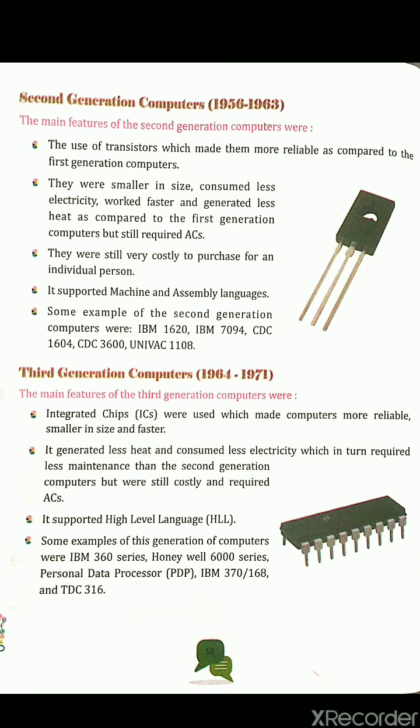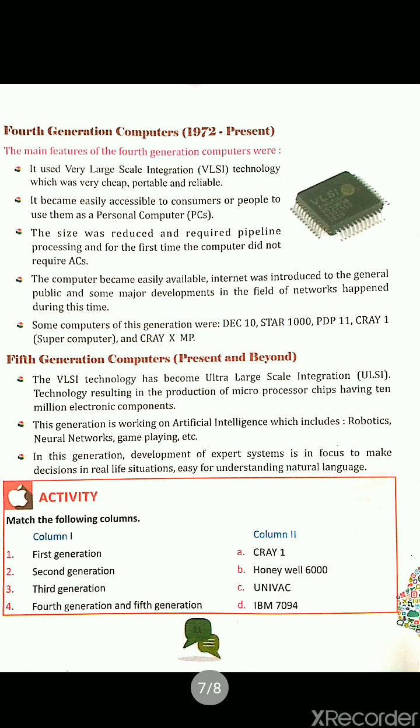Next, the fourth generation. The computers developed since 1972 up to the present are called fourth generation computers. The main feature of the fourth generation computers was that they used very large scale integration, VLSI technology, which was very cheap, portable, and reliable. It became easily accessible to consumers to use as personal computers or PCs. The size was reduced and it required pipeline processing, and for the first time the computer did not require ACs.